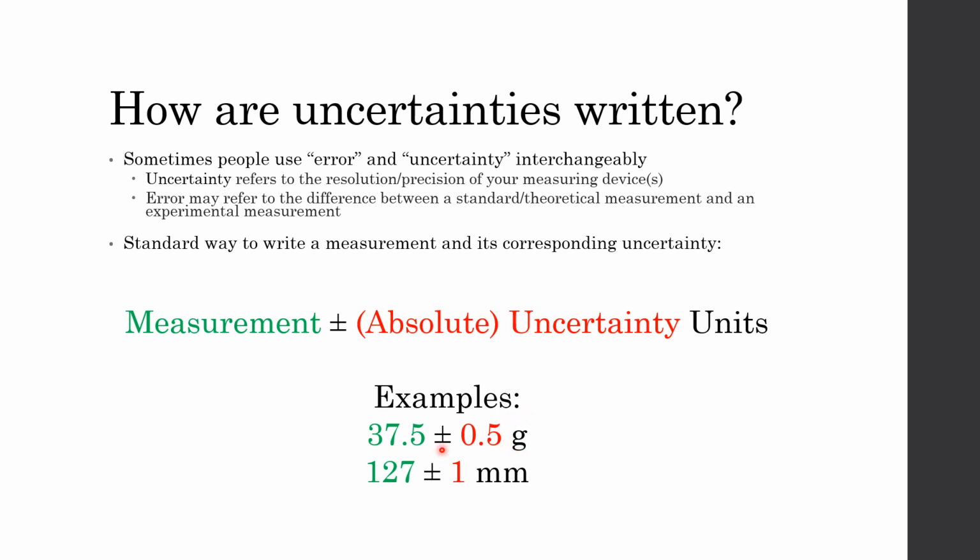Okay? Now, if you have a ruler and you measure the length of some item, and the length of the item turns out to be 127 millimeters, that would be your measurement. Then the plus or minus sign, then you would record what your absolute uncertainty is for your ruler, which in this case we're saying is 1 millimeter, and then your unit.